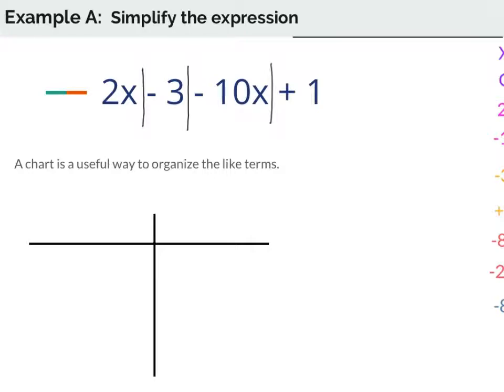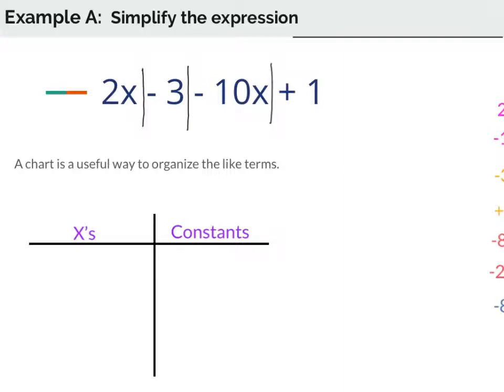Now it says a chart is a useful way to organize the like terms. And that's true. I've got 2 different kinds of terms here. I've got things with x's and things without x's. So I'm going to call one side of my chart x's and the other side of my chart constants. Constants are numbers that are just constant. They don't have any variables to change their outcome. 1 is always going to be 1. That's a constant. So we call them constants.